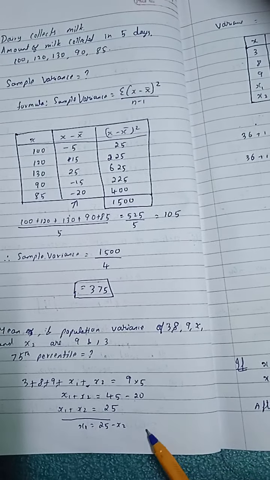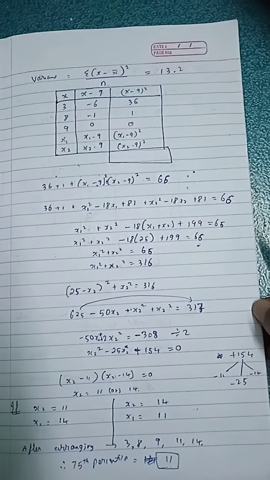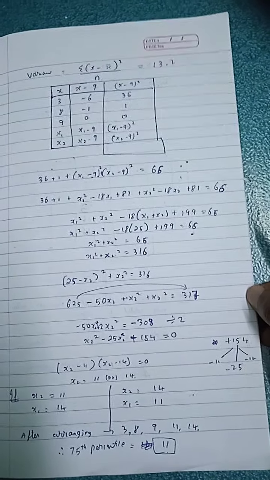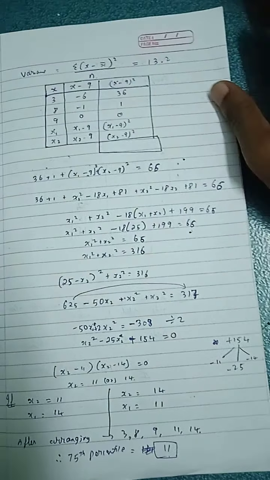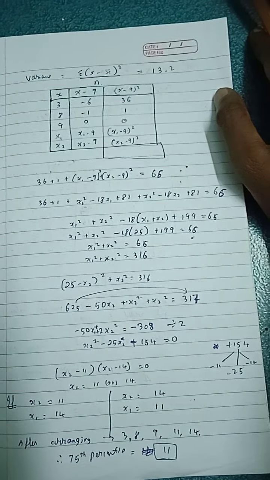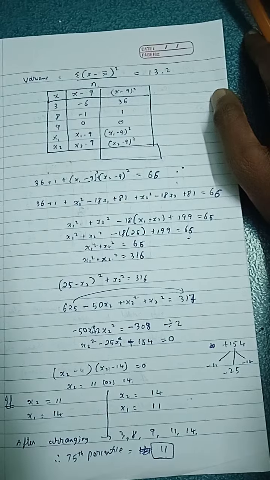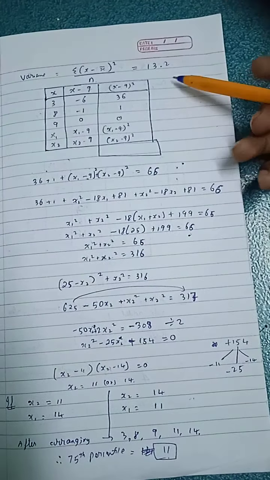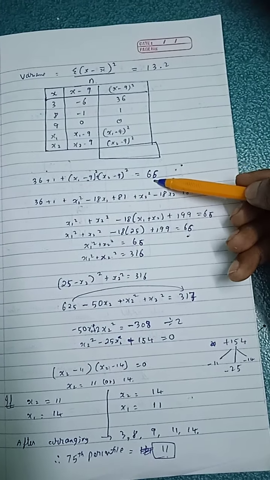We can write the same way: x1 equals 25 minus x2. That's also fine. So what are we basically asking for? The 75th percentile. Okay, fine. Now let's come here. The population variance is given, so we use the population variance formula and equate it to the given value 13.2. I'm taking x as the given data set, x minus x bar, which is 9, and x minus x bar the whole square. So we are just finding the variance, and the sum total here is equal to 66.